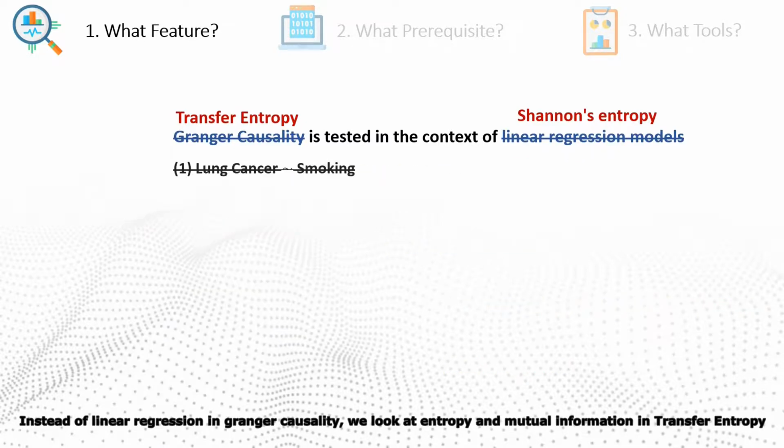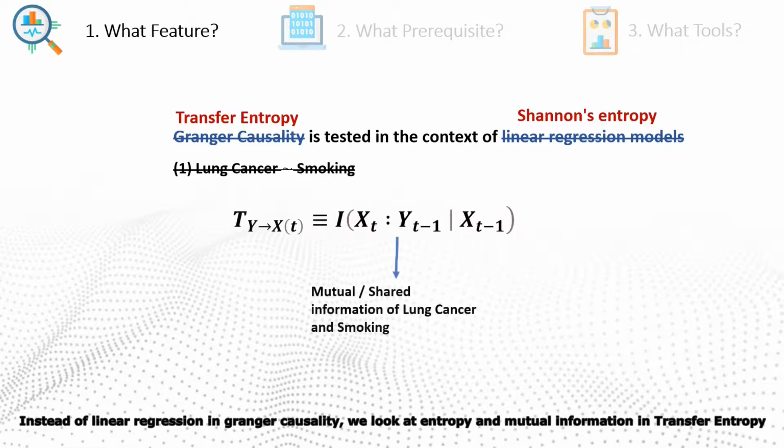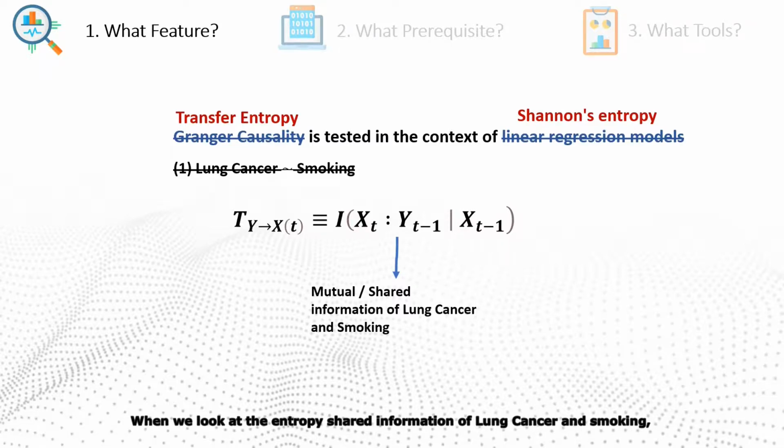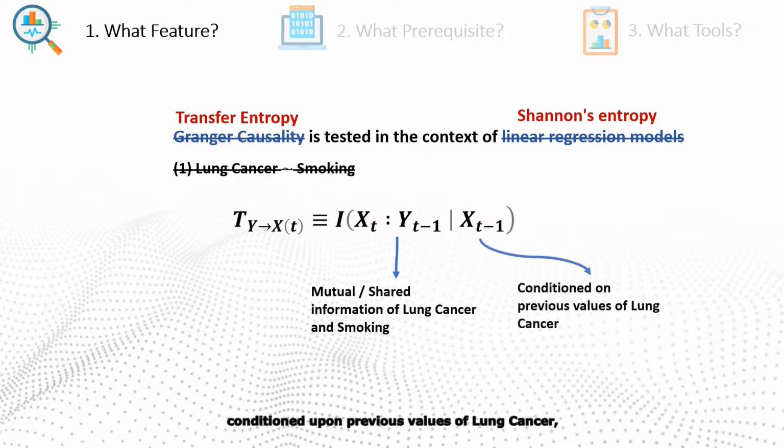Instead of linear regression in Granger causality, we look at entropy and mutual information in transfer entropy. When we look at the entropy shared information of lung cancer and smoking, conditioned upon the previous value of lung cancer, we get the transfer entropy value of smoking to lung cancer.